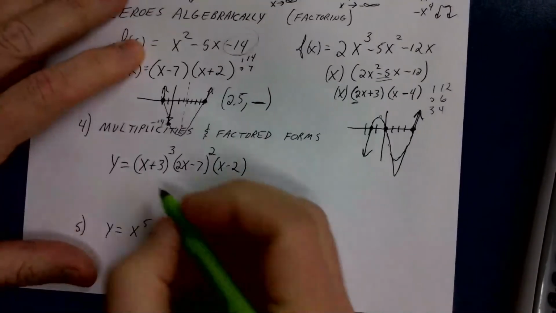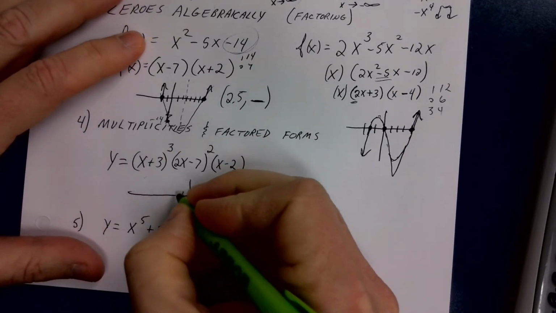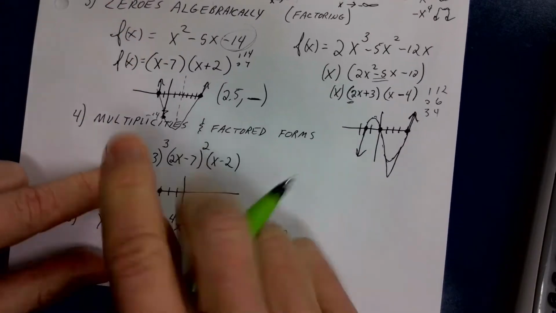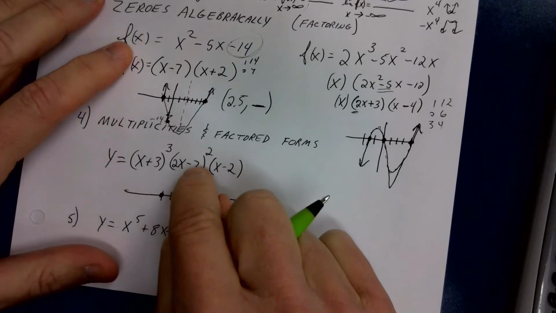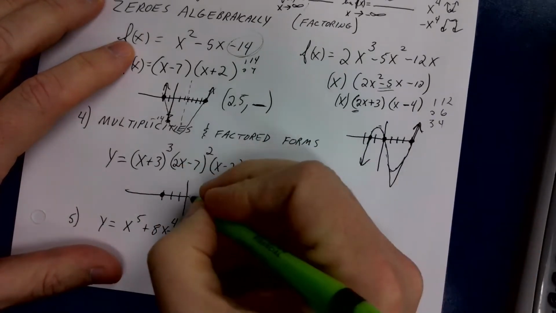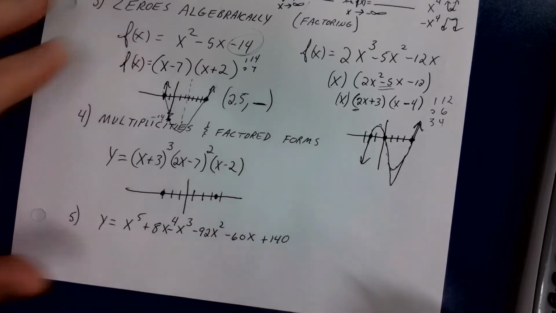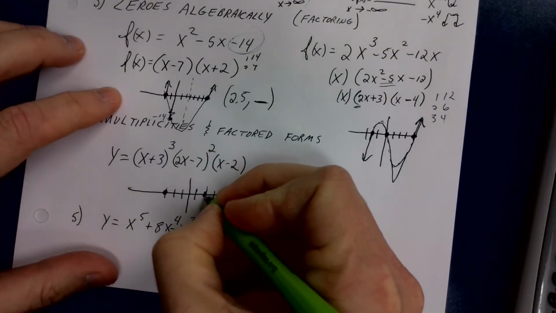Before I do this, here we go. Here's my picture. I know that at negative 3, it touches, because a negative 3 would give me a 0 in that, and 0 times anything drops out. Here, 7 halves is 3.5. I know that something happens there. And at positive 2, I know that something happens there.